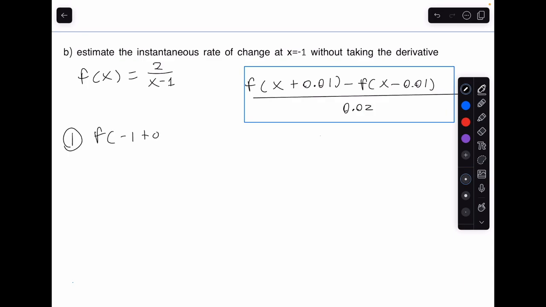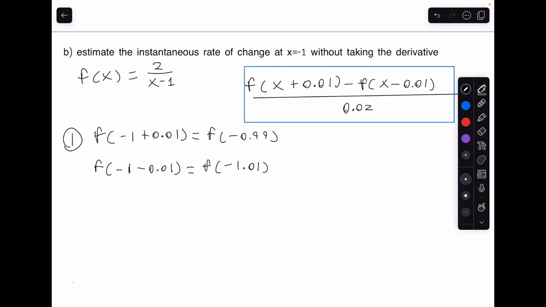Negative 1 plus 0.01. And then we have f of negative 1 minus 0.01. Okay, so this ends up being f of negative 0.99. Negative 1 plus 0.01 is negative 0.99. And f of negative 1.01.